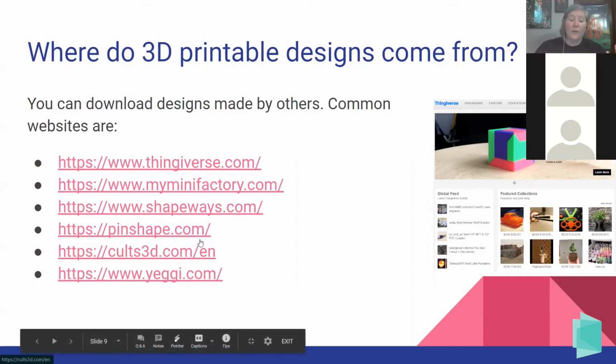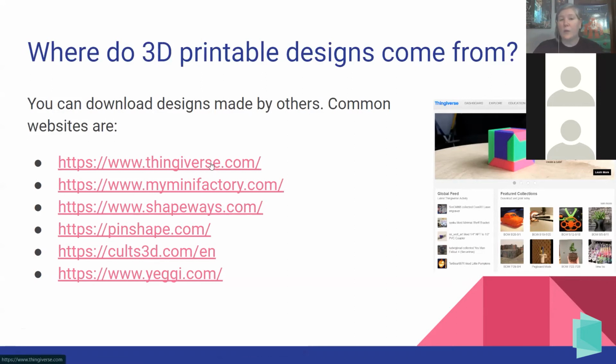And then there are a couple of others that are growing a lot, like Yeggi and Cults. I tend to stick mostly with Thingiverse or with Prusa, sometimes with Shapeways. So my point is, if you're looking for a file, instead of reinventing the wheel, search for it. Search for a 3D printable file of a boat or whatever, and see what you find. It might give you inspiration, and it might also have a file ready to go.